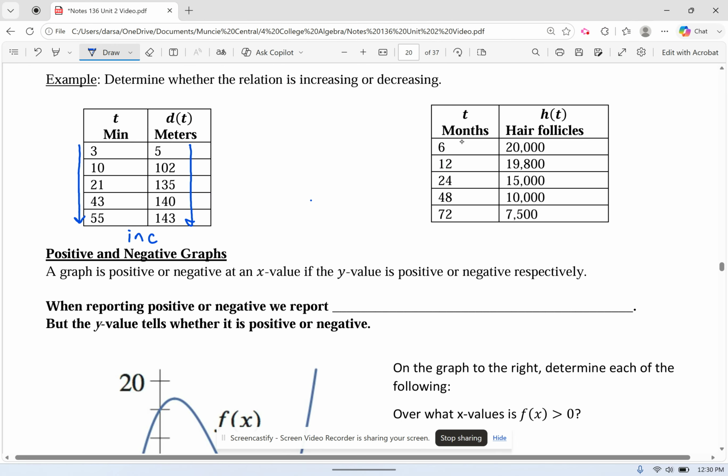Now, let's look at this second graph. As we go up in the x's, so as we move right on the x-axis, what is happening to the number of hair follicles here? Well, that is going down. So this function is decreasing. Pretty straightforward, but you do need to sort of pay attention to which direction your x values are going.